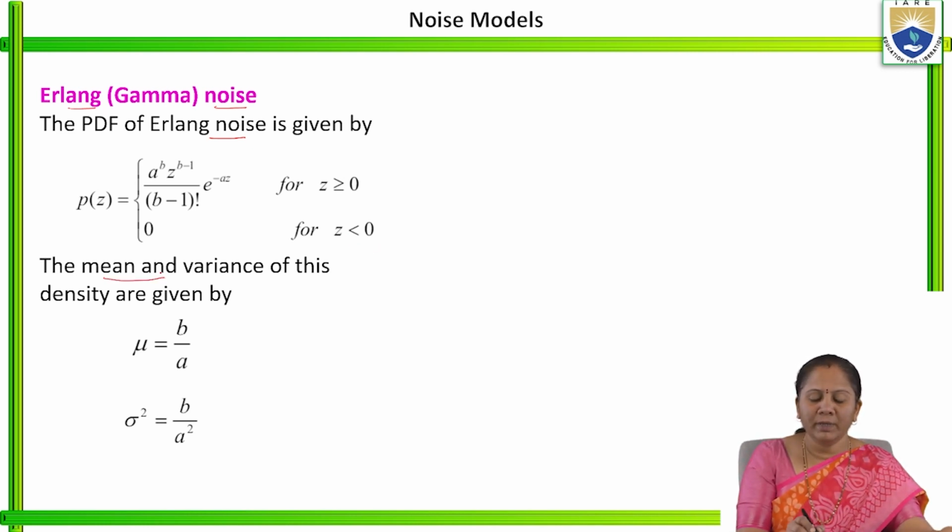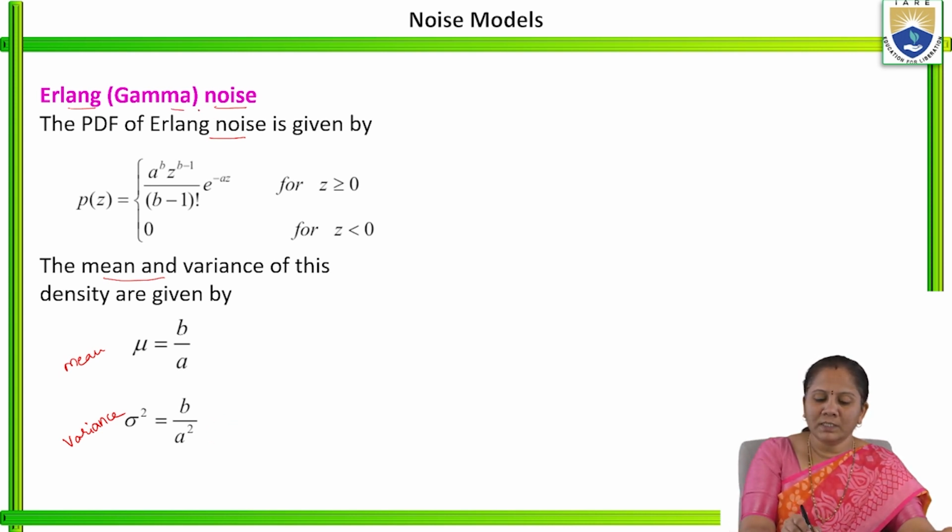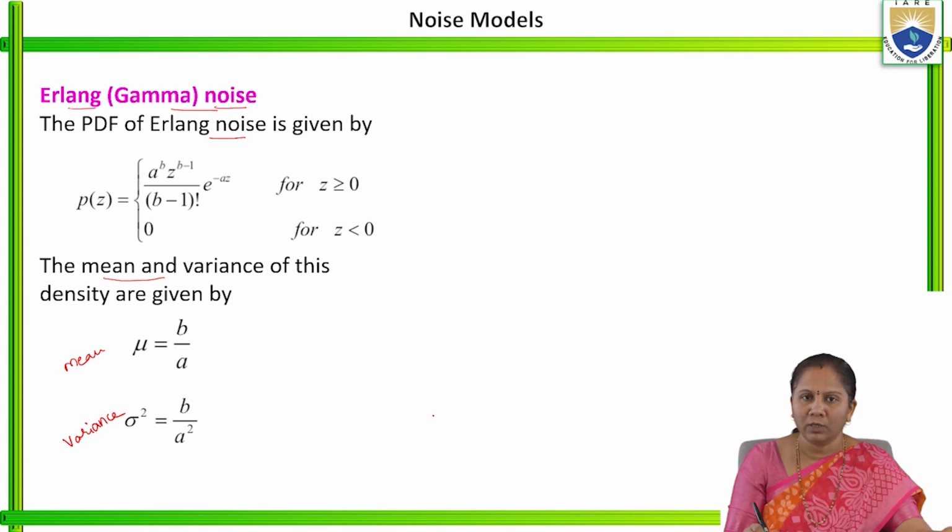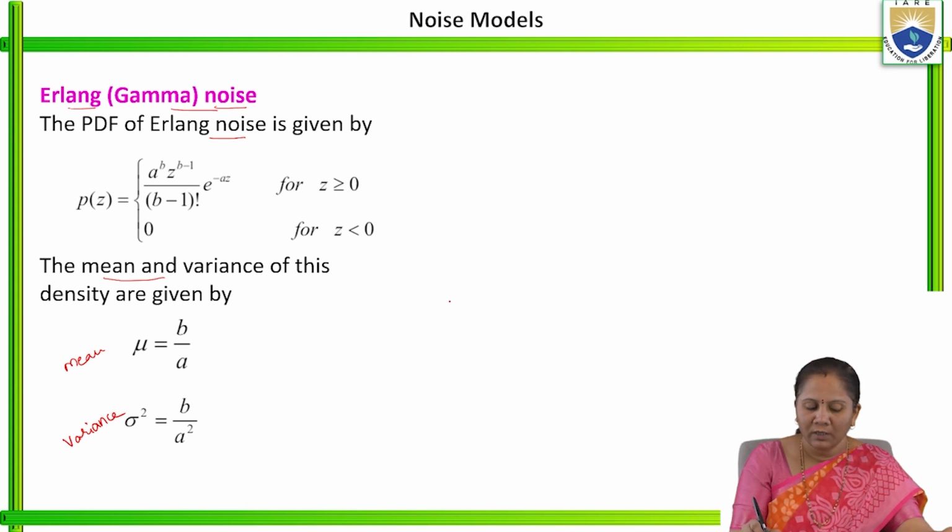So here the mean and variance formulas are given for the Erlang noise. Here this mu represents mean and this sigma square represents variance. So mean mu is equal to B by A and variance sigma square is equal to B by A square. So the probability density function for this Erlang noise, based on this mathematical representation, we can draw here.